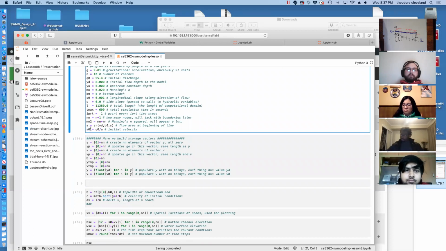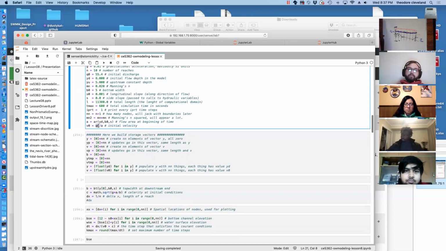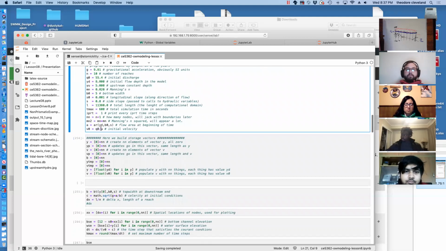The next thing is we'll set an initial velocity. And we'll just make it the same everywhere because we don't know what the equilibrium velocities are. We'll just take the stated discharge, divide by the initial flow area. That'll give us a velocity, and we'll just assign that everywhere.